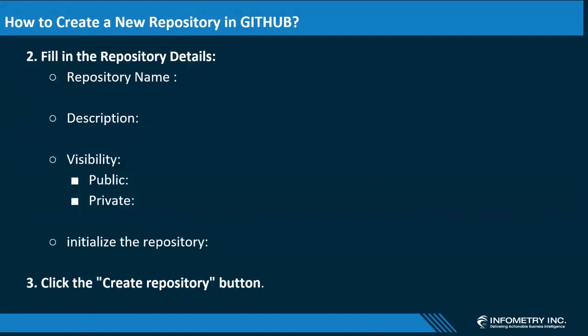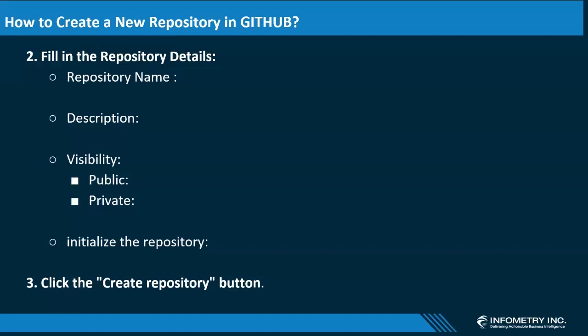Step 2. Fill out repository details. You will now be prompted to enter the details of your new repository, that is, the repository name. Give your repository a meaningful name. In my case, it is repo_test.